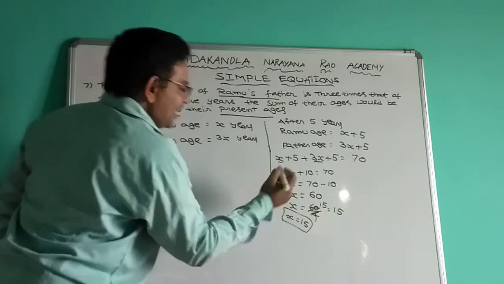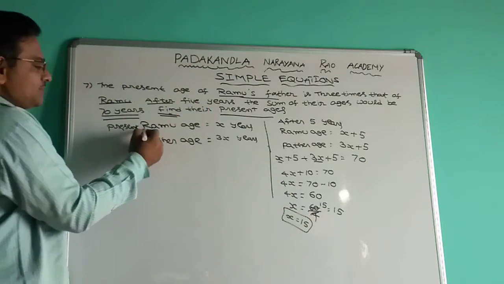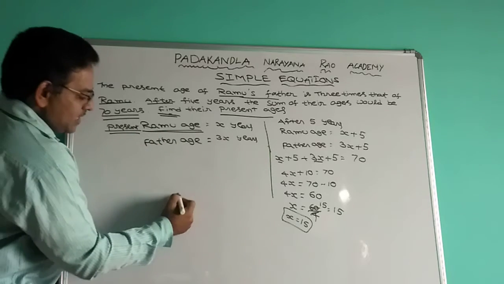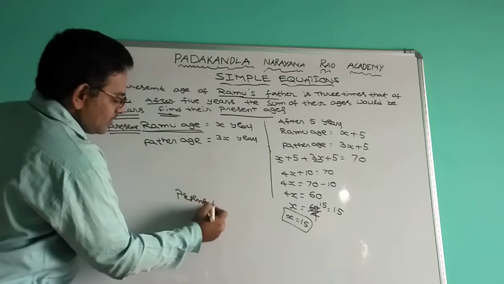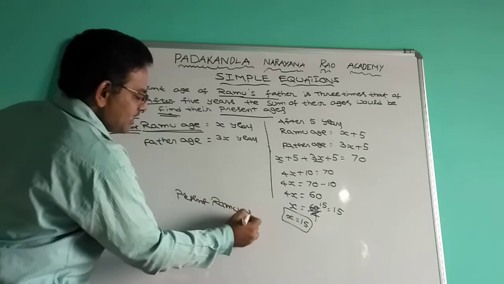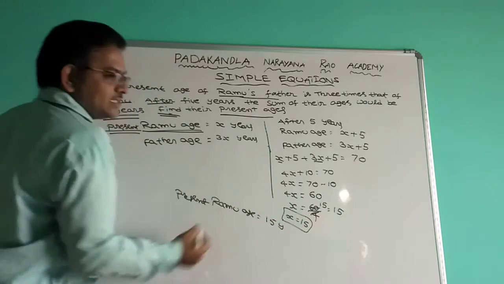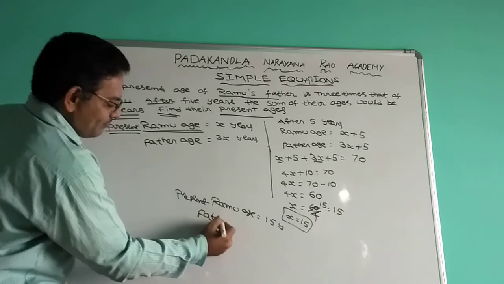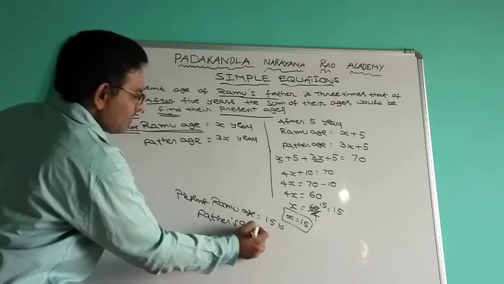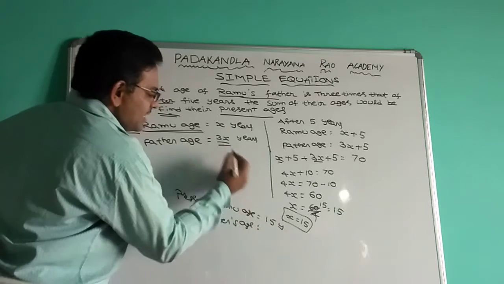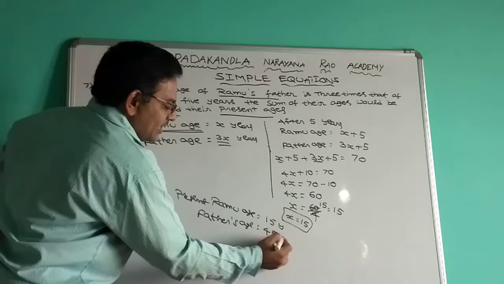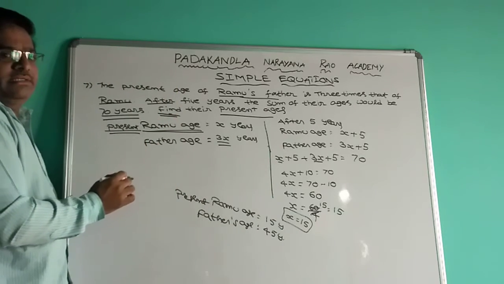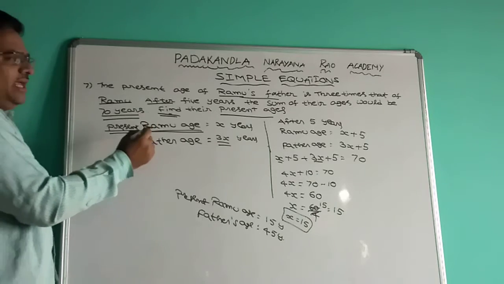What is the meaning of x? Now come to the first line. x means Ramu's age. What is Ramu's present age? Therefore, present Ramu's age equals 15 years. Automatically, father's age equals 3x. 3x means 3 times 15, which is 45 years. This model is very important.